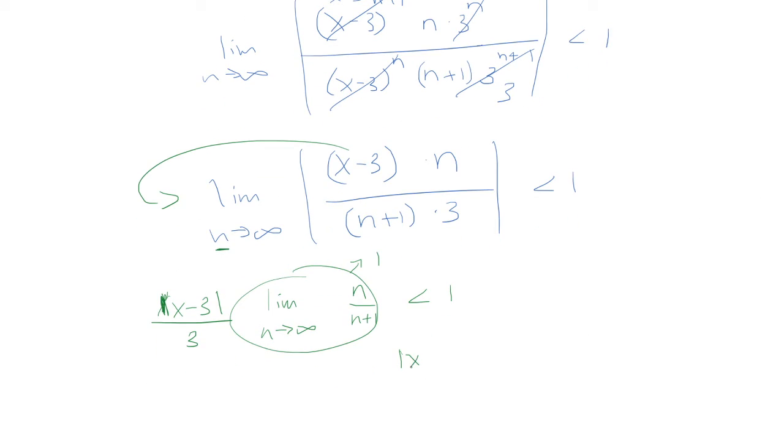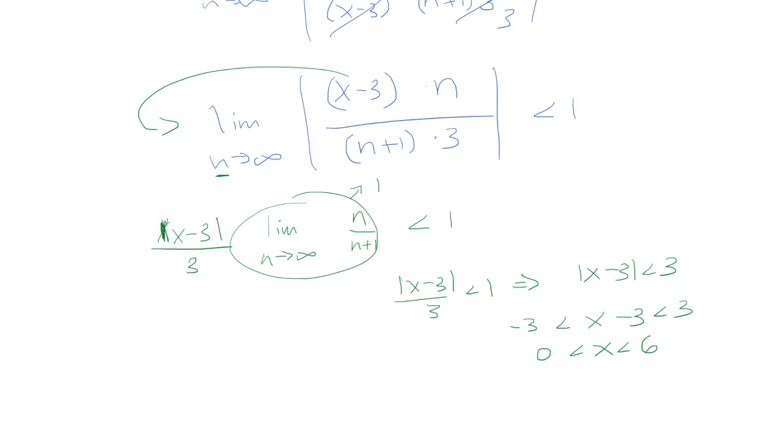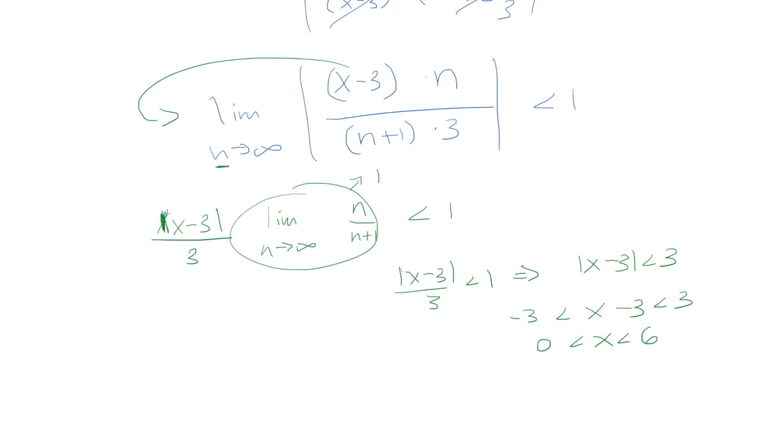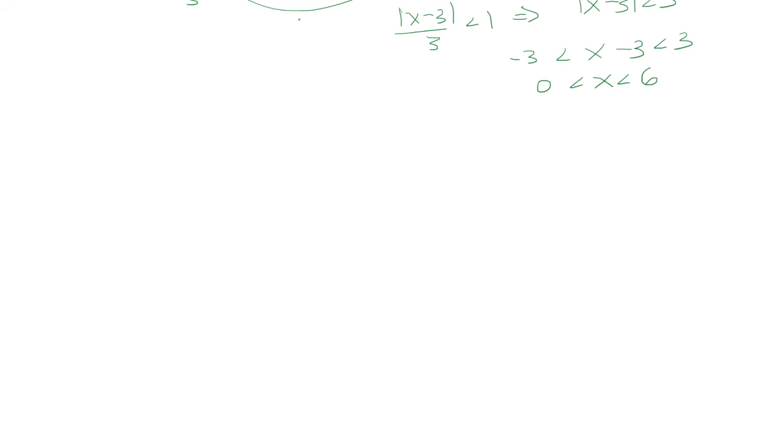So it's x minus 3 over 3 is less than 1, which means that the absolute value of x minus 3 has to be less than 3. That means x minus 3 has to be between negative 3 and 3. So x is between 0 and 6. Okay, so we found this interval, but we still have to test the endpoints. So we want to test when x is 0 and 6.